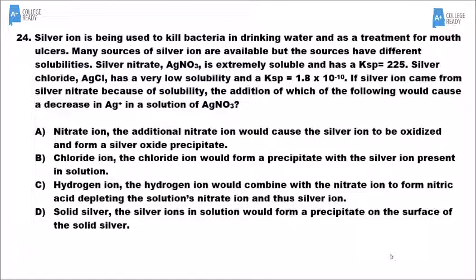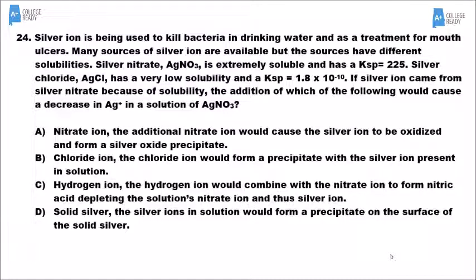If the choice was made to create a silver ion solution using silver nitrate, which one would cause an increase in silver concentration? This just becomes a matter of which one added to it will cause the silver ion to decrease. The correct answer here is B. Nitrate ion would not actually have an effect because it's just a spectator. The chloride ion, however, would cause a precipitate to form.